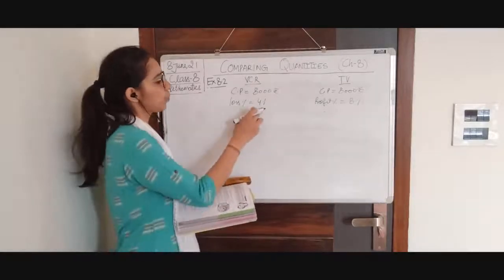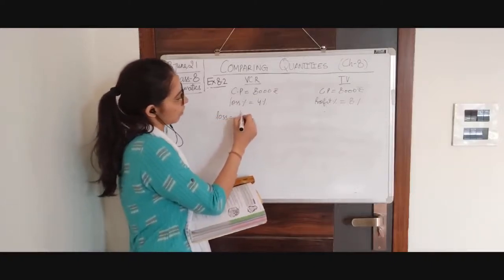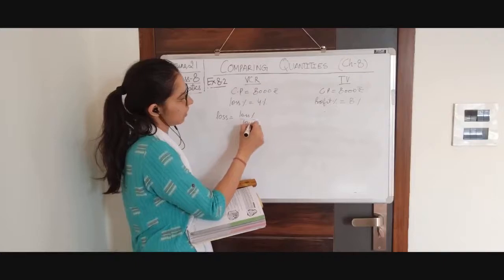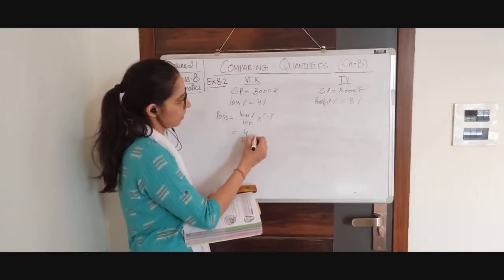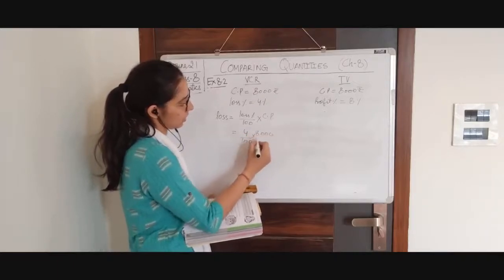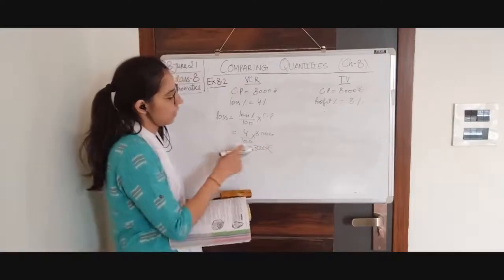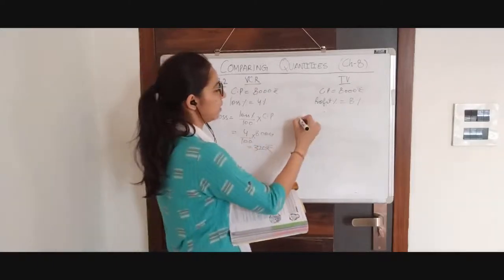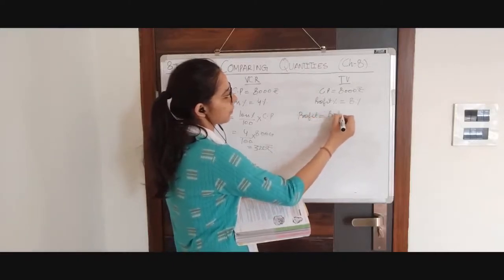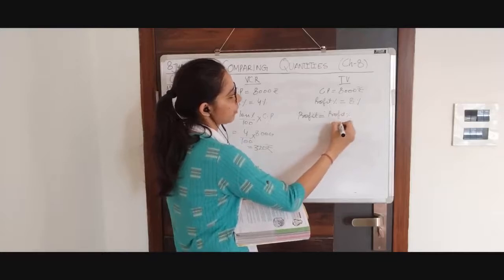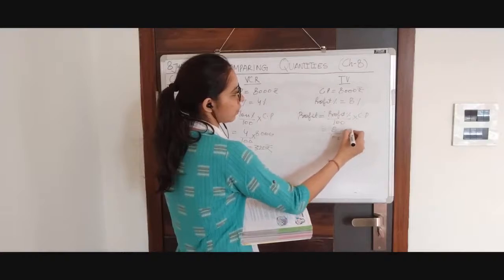Loss percent is 4%. It means your loss will be loss percent divided by 100 into your CP, that is 4 by 100 into 8,000, that is 320 rupees. He made a loss of 320 rupees. Here profit was 8%. It means profit will be equal to profit percent divided by 100 into your CP, 8 by 100 into 8,000.